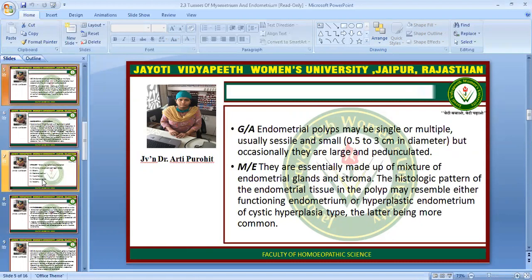In general examination, an endometrial polyp may be single or multiple, usually sessile and small, but occasionally they are large and pedunculated. In microscopic examination, they are essentially made up of a mixture of endometrial gland and stroma. The histological pattern of the endometrial tissue in the polyp may resemble either functioning endometrium or hyperplastic endometrium of cystic hyperplasia type, the latter being more common.